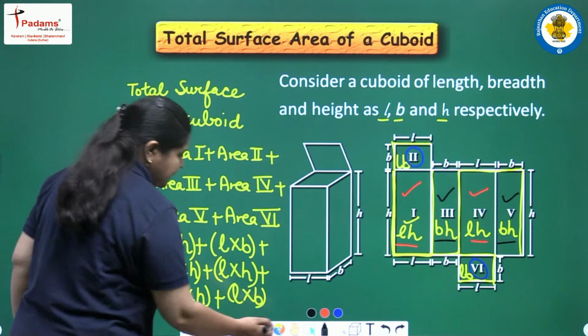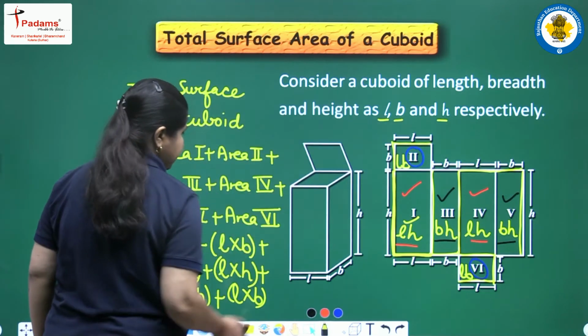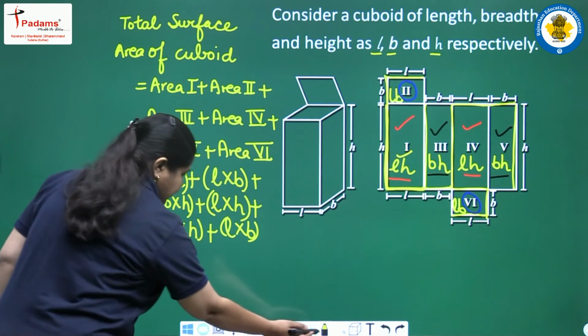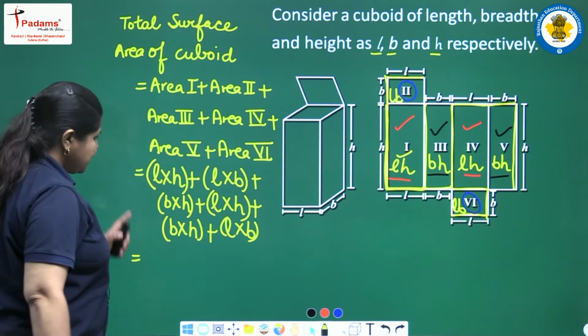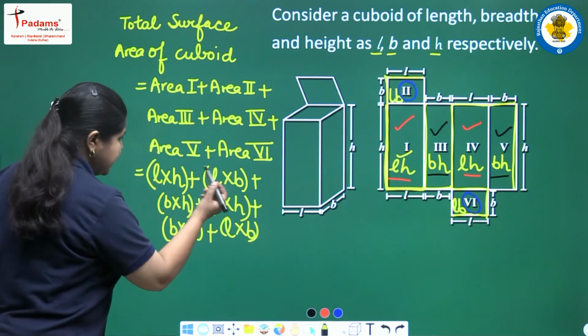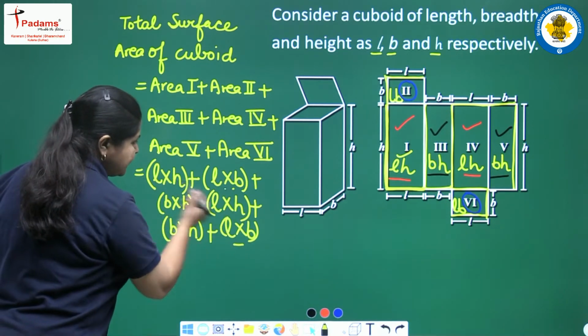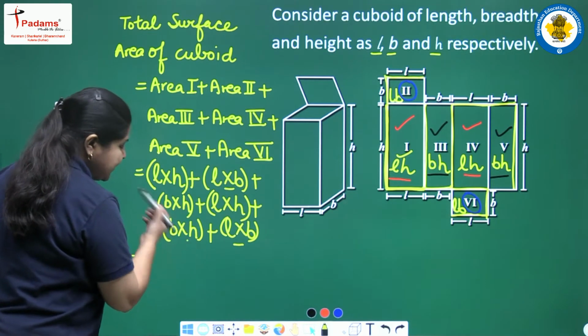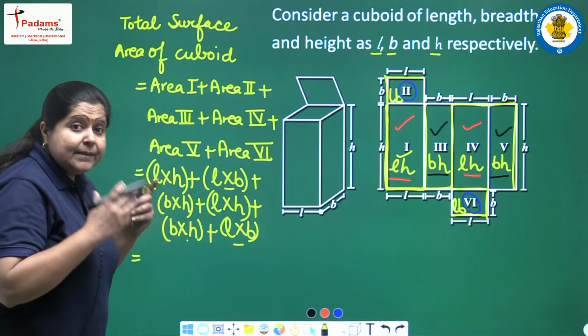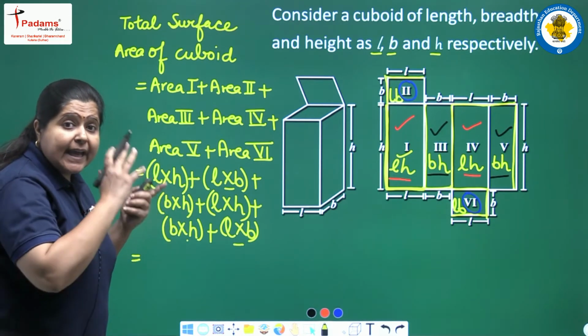और अब जब हम यहाँ पर इनका एरिया एड अप करेंगे, let me make some space here. This will now be equal to, just have a look, length into height, this is coming up 2 times. Then length into breadth, this is also coming up 2 times. And b into h, it is also coming up 2 times. क्योंकि यहाँ पर हमारे 3 pairs हैं जो faces के identical हैं.